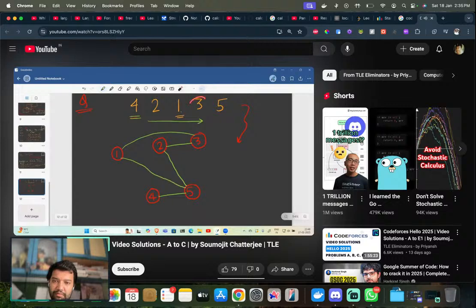Now come at 3. How many elements do you see on the right side which are greater than 3? There's only one element, 5. So add an edge between 3 and 5. Now come at 5. How many elements do you see at the right of 5? There are no elements, so you do not need to add an edge. So this is the graph which you build. Given a permutation, there is some process to build a graph.